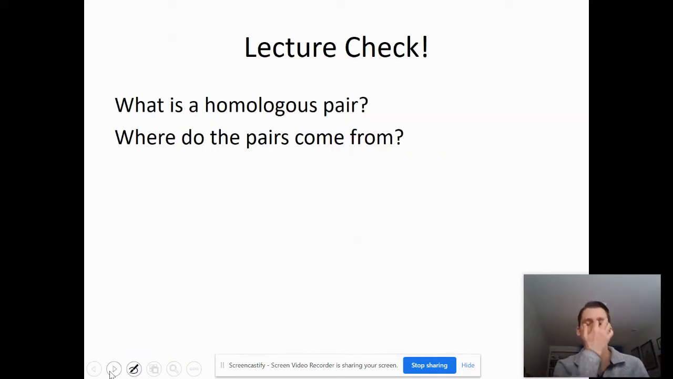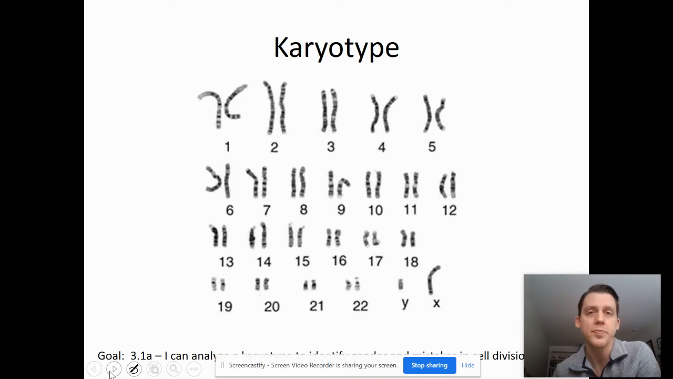All right, so lecture check. 1, what is a homologous pair? And 2, where do the pairs come from? Take a moment and answer this question now. So first of all, what is a homologous pair? A homologous pair is a pair of chromosomes that are similar but not identical. And where does the pair come from? They come from each of your parents. So that is why they are not identical.